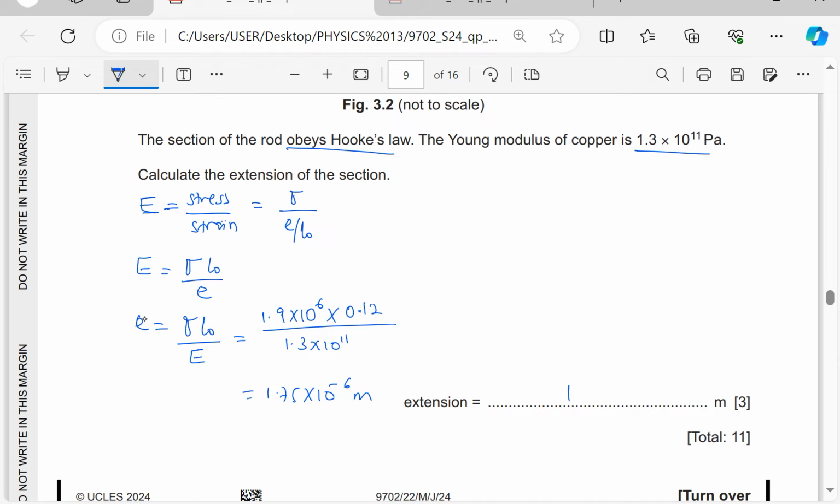So I'll just write here 1.75, or you can write 1.8 times 10 to the power of minus 6 meters.